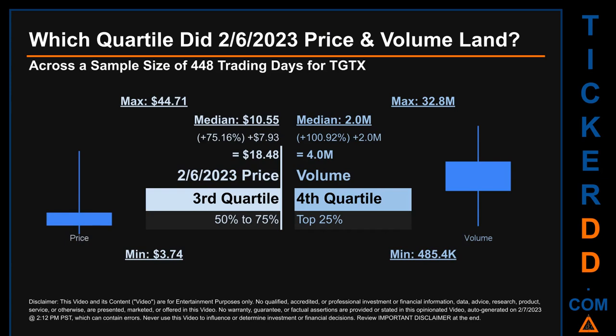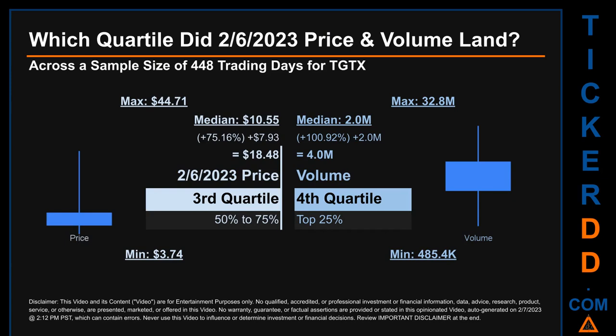Which quartile did the 6th of February 2023 price and volume land? Across a sample size of 448 trading days, the maximum end-of-day price for TGTX was $44.71 while the minimum was $3.74. Within that price range, the 6th of February 2023 price, of $18.48, landed within the third quartile, placing it within the 50% to 75% range of all sampled end-of-day prices.